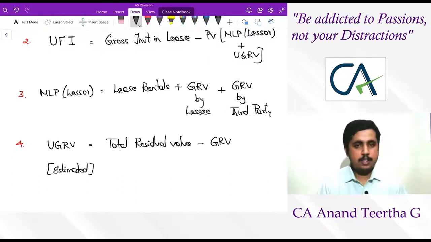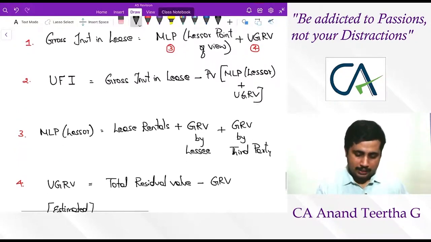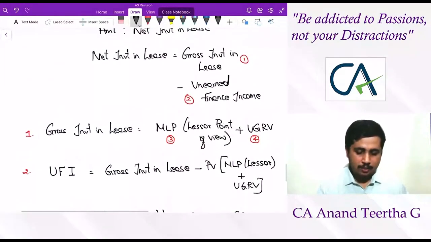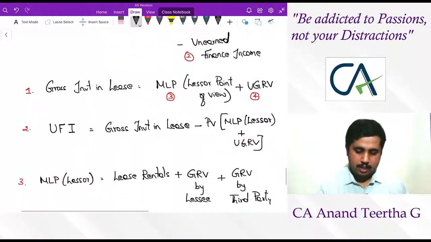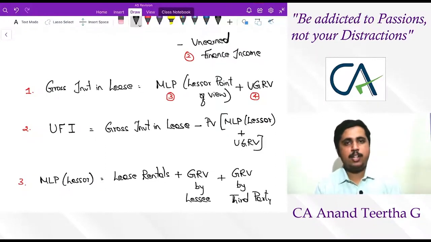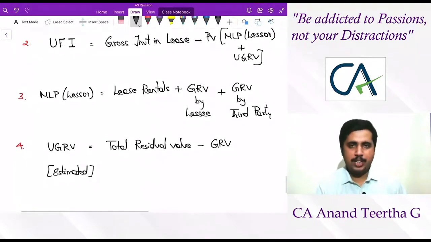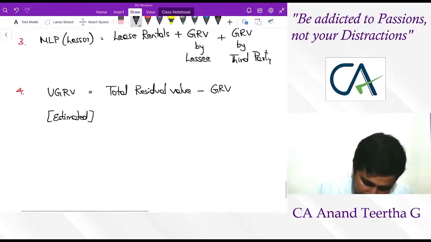So this is the requirement of formulae from the point of view of lesser books. And considering these only, you have to consider unearned finance income. So unearned finance income is what? Gross investment in lease done in formula number 1 minus present value of minimum lease payment plus UGRV. So therefore what happened? Same minimum lease payment and UGRV only, but you have to take the present value. So a question comes, what should we consider for present value then? For present value again, consider implicit rate of interest.